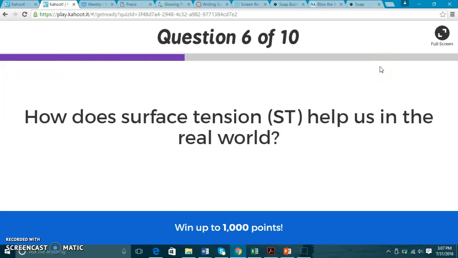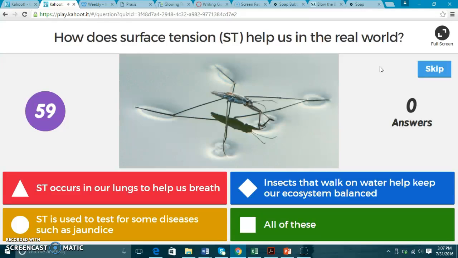Question 6, how does surface tension help us in the real world? Red, surface tension is in our lungs to help us breathe. Blue, insects that walk on water help keep our ecosystem balanced. Yellow, surface tension is used to test for some diseases, such as jaundice. Green, all of these.